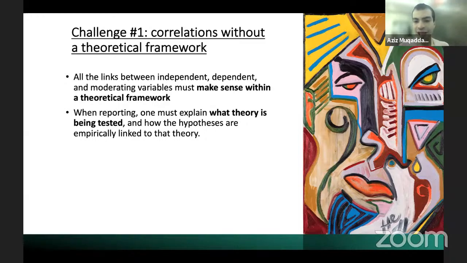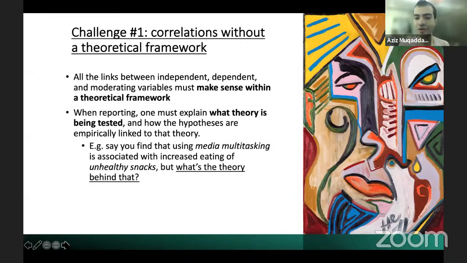Like how the hypothesis is being empirically linked to the theory. And empirically, we spend the first 2 weeks of the semester talking about empirical. So empirical means observable, verifiable, detectable, testable, etc. And so let me elaborate with an example, right?